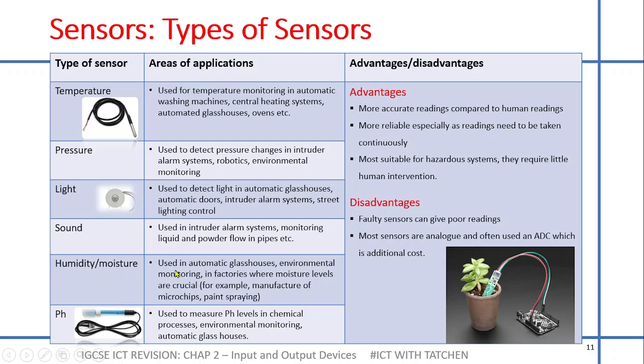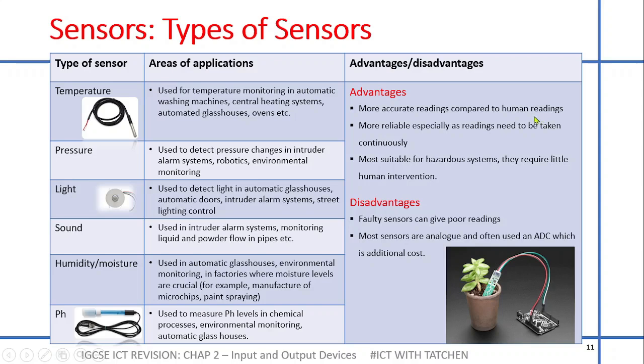Humidity or moisture sensor, we could use it in automatic glass houses and environmental monitoring in factories where moisture levels are crucial, for example, manufacturing of microchips and paint spraying. Those are places where you need to keep moisture levels at a certain required level. Now we have the pH sensor, used to measure pH levels in chemical processes, environmental monitoring, automatic glass houses, and many others. And now for advantages of these sensors, we have more accurate readings compared to human readings.